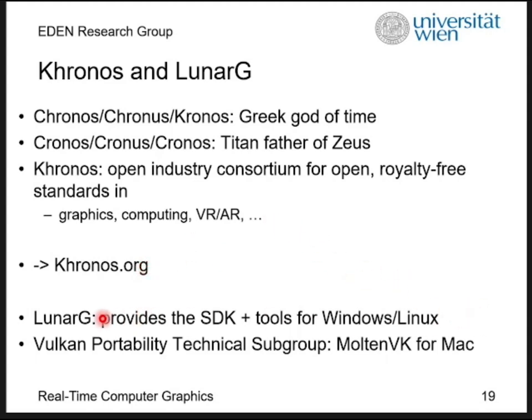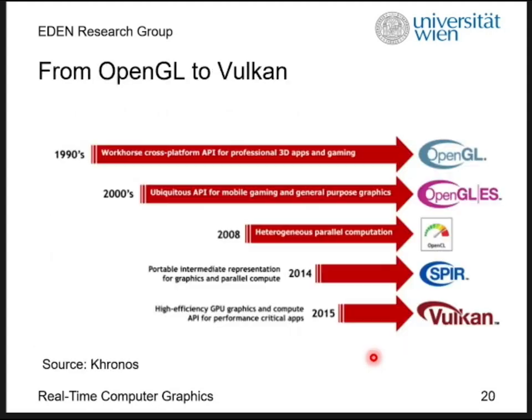And then there is a company. It's called LunarG, and LunarG is paid by Khronos to implement stuff. So they provide the software development kit and a lot of tools. Super tools, really very nice, very useful tools. I think they are running all the documentation stuff and things like that. So they are like the executive arm of Khronos and create stuff that you actually can download and compile. And then there are many technical subgroups, of course. One of them is the portability technical subgroup that actually creates the MoltenVK translation layer for Mac.